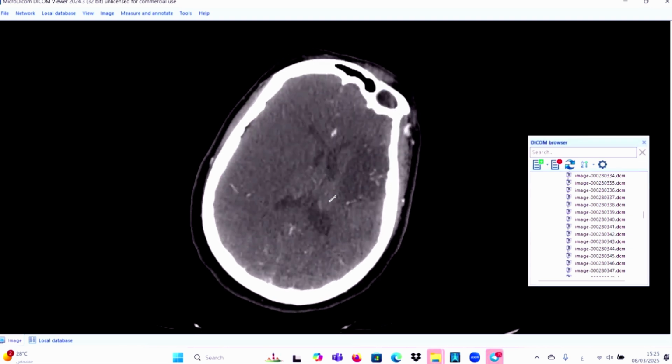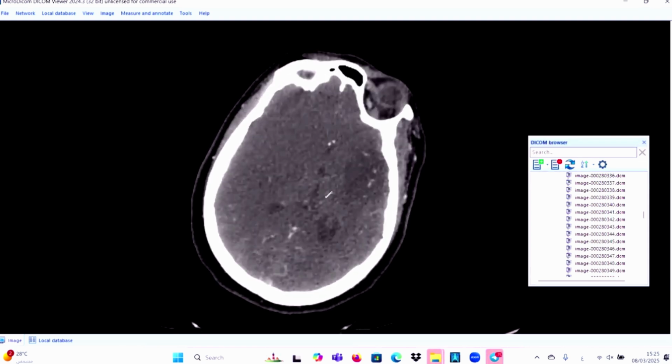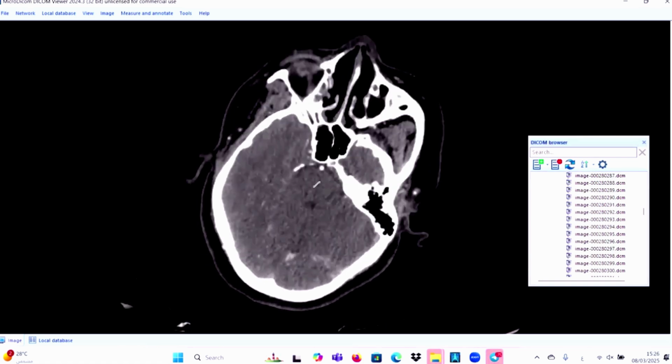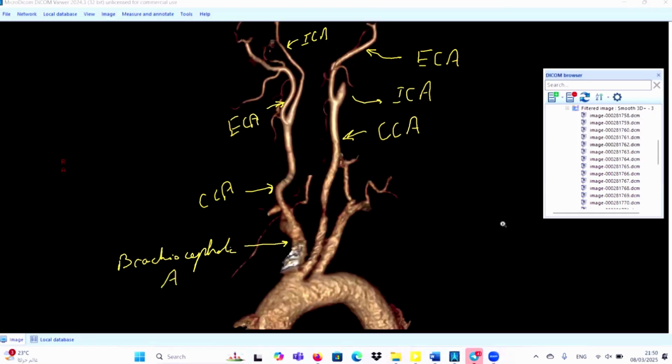So we have evidence of abrupt occlusion of the supraclinoid portion of the right internal carotid artery and occluded right middle cerebral artery with paucity of distal cortical branches. Let us review the 3D image.